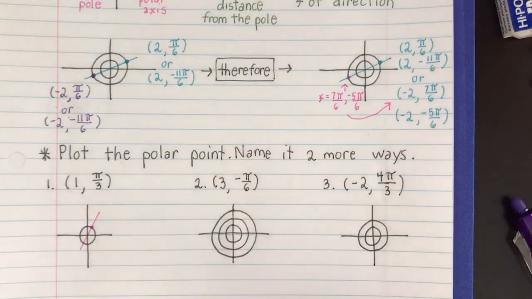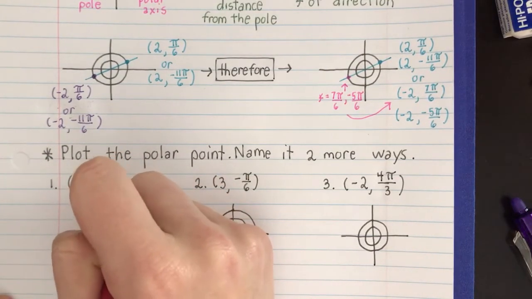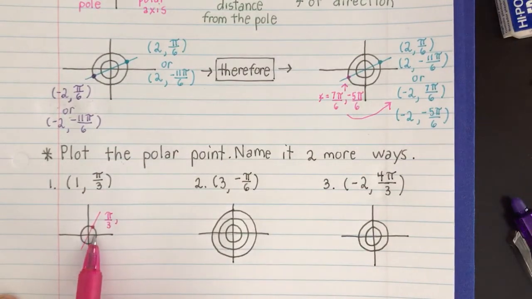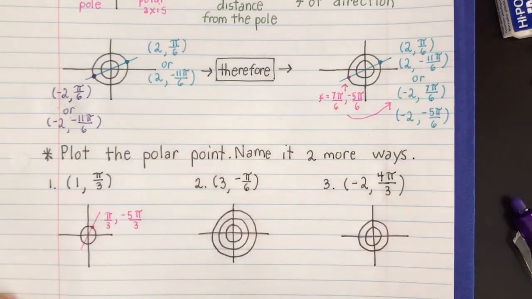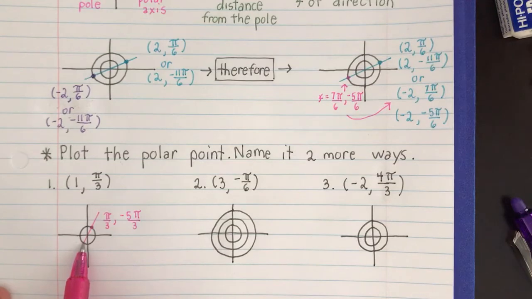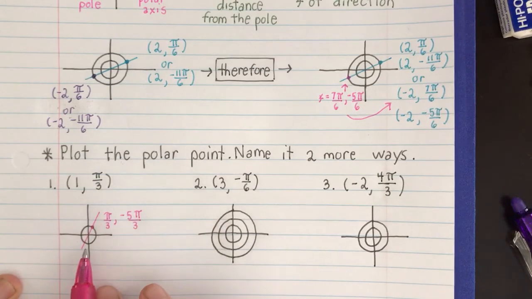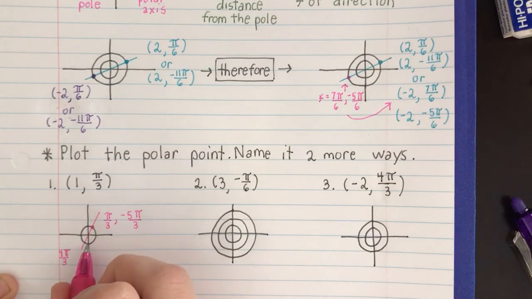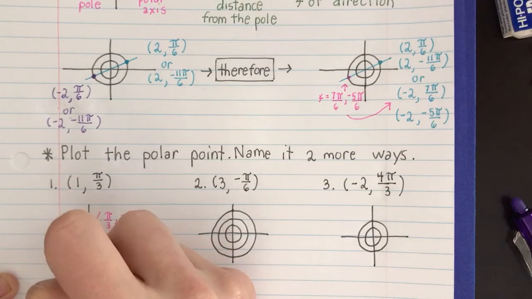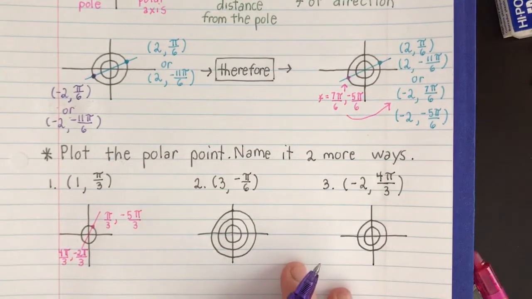Okay, so I've plotted my point. And let's talk about the angles here. So the angle here is pi over 3. It could also be written as, if we go in the negative direction, negative 5 pi over 3. Now I want to talk about this angle. So this angle here is right here. This could be rewritten as 4 pi over 3, this one here. Or if we go in the negative direction, it would be negative 2 pi over 3. So that's going to help me name the other ways to call this coordinate here.